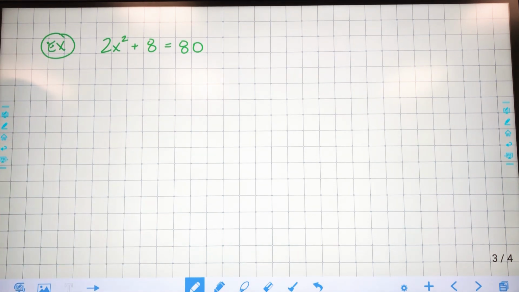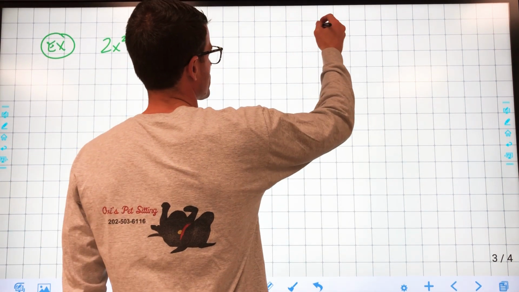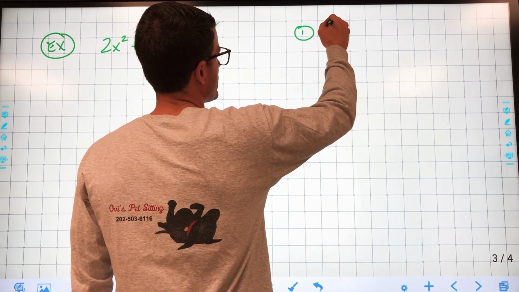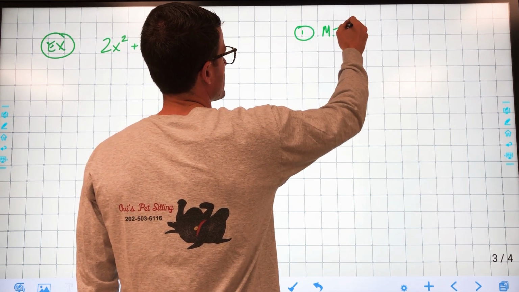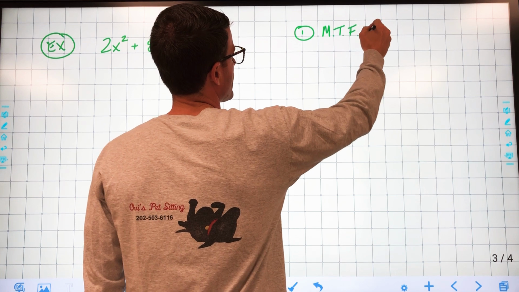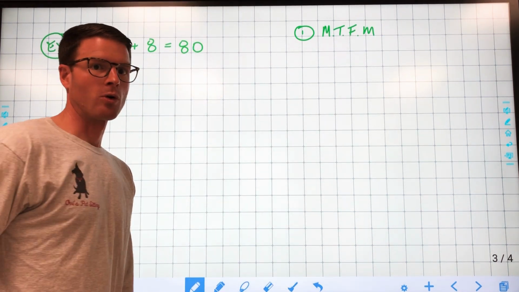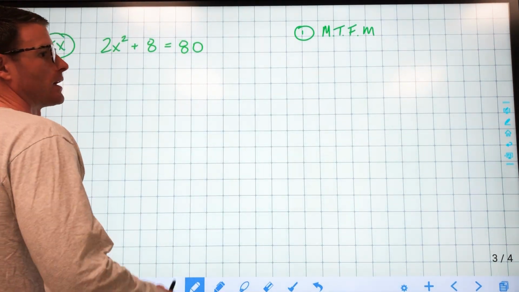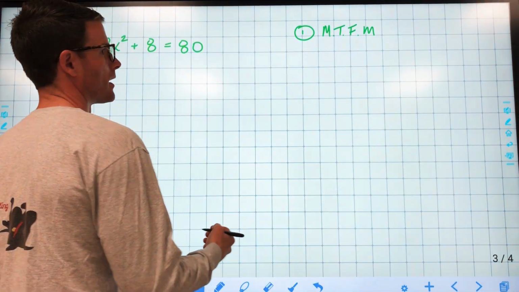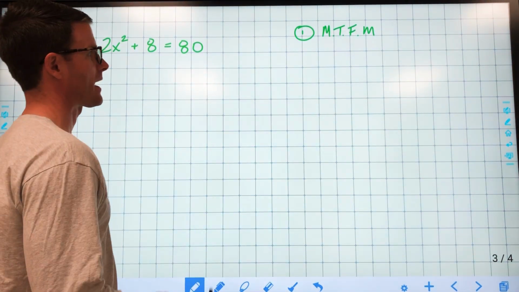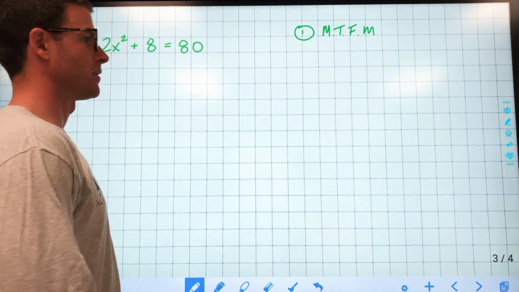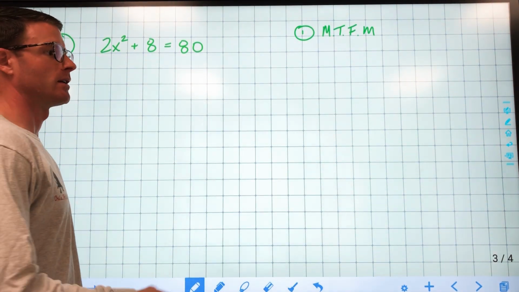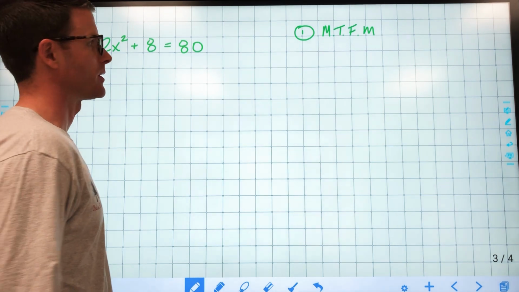All right, so again, I am doing everything the same as if we were solving these two-step equations previously. So again, Mr. Kubik's rules for algebra, we have to keep in mind. So the first one is the MTFM, the math trick for morons. It states, to undo addition, we subtract. To undo subtraction, we add. To undo division, we multiply. To undo multiplication, we divide.